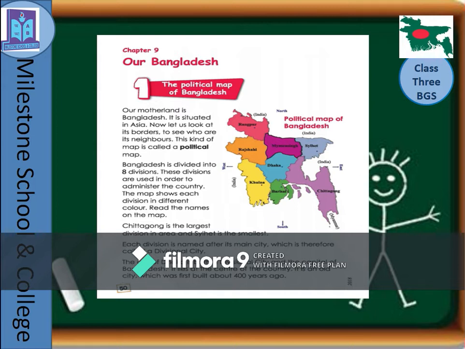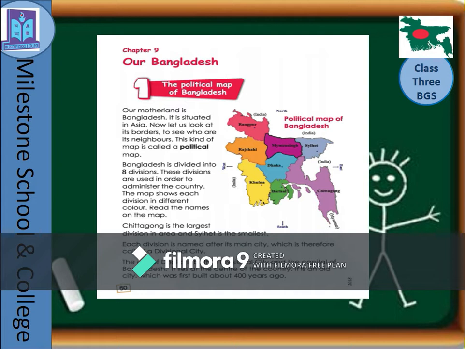Mymensingh is the smallest division of Bangladesh. And each division is named after its main city. Which city is the capital of Bangladesh? Dhaka city is the capital of Bangladesh. When was Dhaka established? Dhaka was established in 1604, about 400 years ago from now.